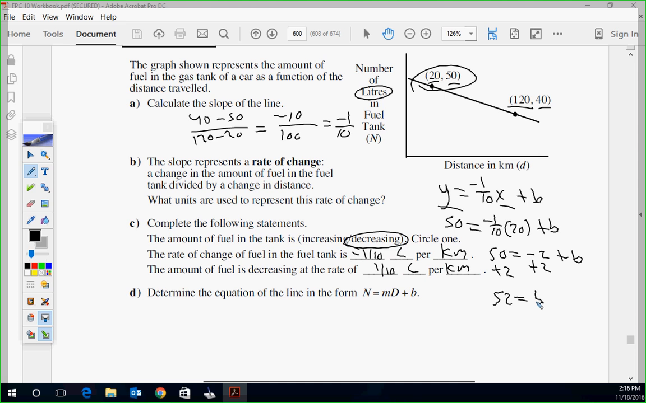So a full tank is 52 liters. Then our equation, the way they have it, is n equals negative 1/10 d plus 52. So n means number of liters, negative 1/10 times the distance plus the 52. How does this make sense? If we travel 0, how much gas do we have? 52, which makes sense, because that's how much is in the gas tank when it's full. Distance of 0.